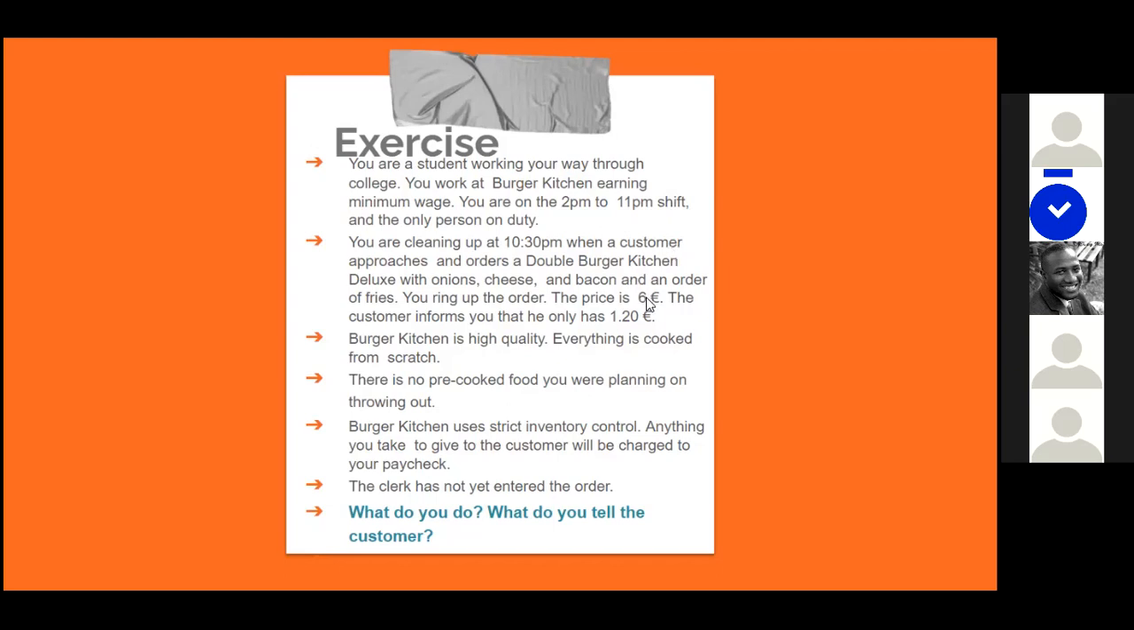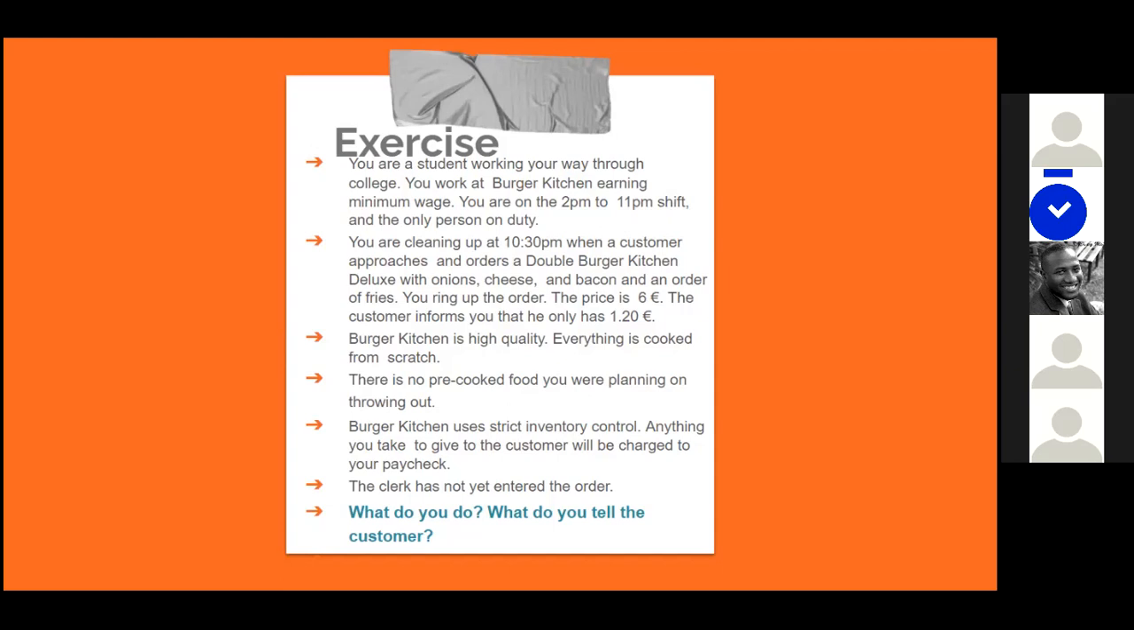The price is, let's say, 6 euros. The customer informs you that he only has 1.2 euros. Burger Kitchen is high quality. Everything is cooked from scratch. There's no pre-cooked food you were planning on throwing out. Burger Kitchen uses strict inventory control. Anything you take to give to the customer will be charged to your paycheck. The clerk has not entered the order. What do you do? What do you tell the customer?